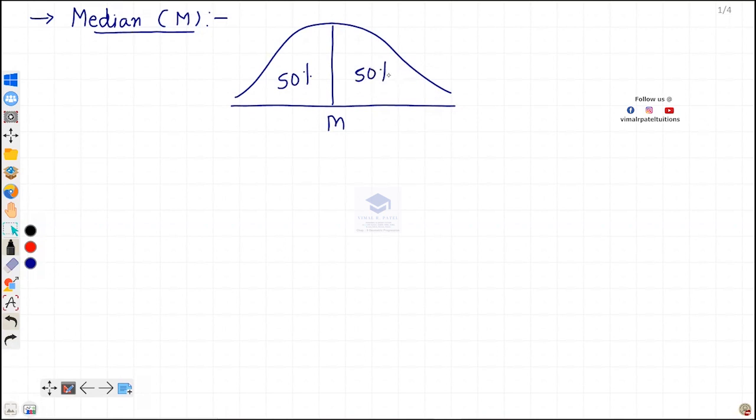So median is known as positional average. It shows the position of observation. It is also known as positional average.